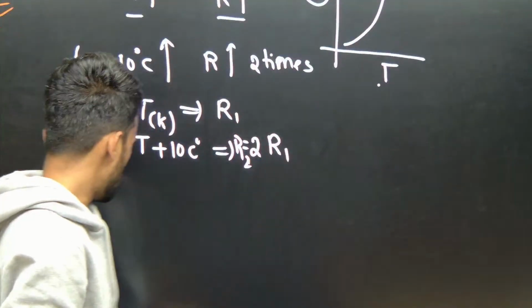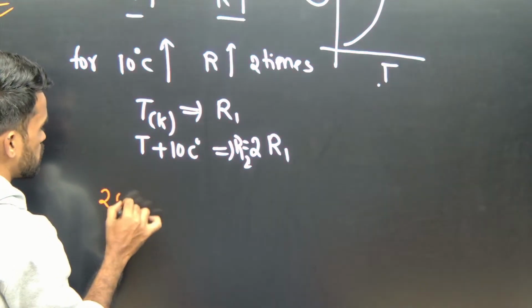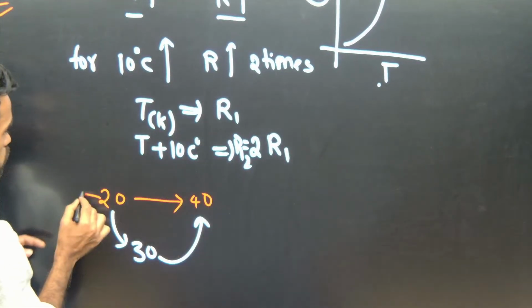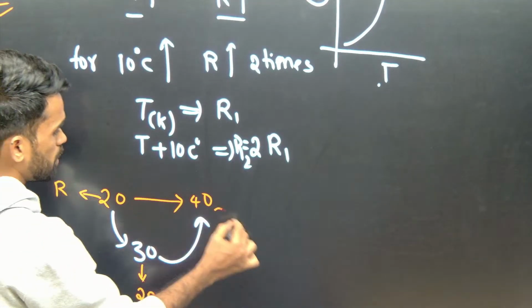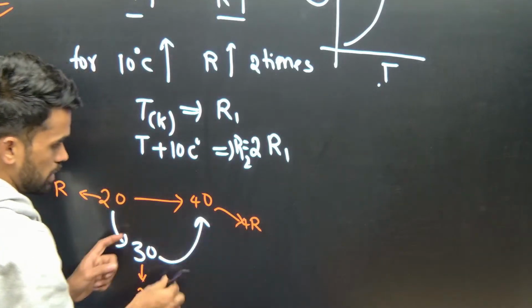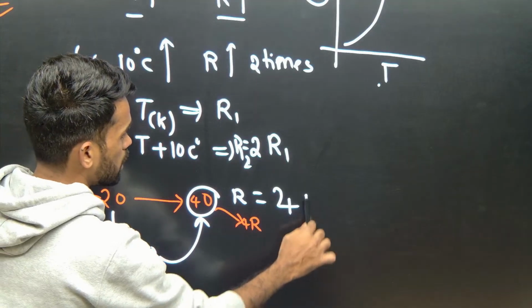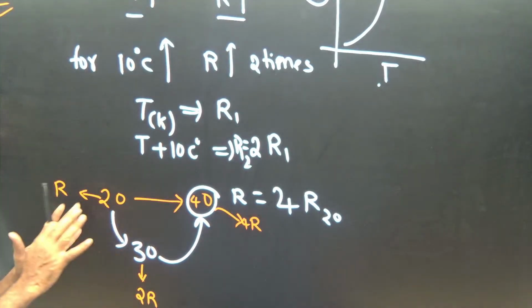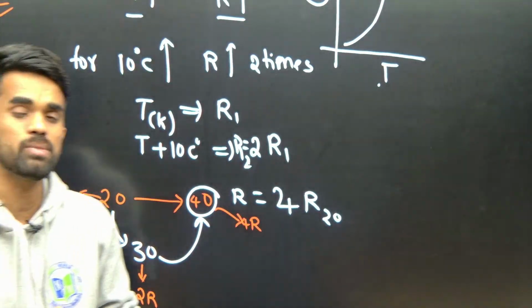Now the question will be like: how many times does the rate increase if temperature rises from 20 degrees to 40 degrees? From 20 to 30 and 30 to 40, it means at 20 degrees Celsius if the rate is R, it becomes 2R here and 4R here. It means the rate at 40 degrees Celsius will be equal to 4 times the rate at 20 degrees Celsius. That's it.